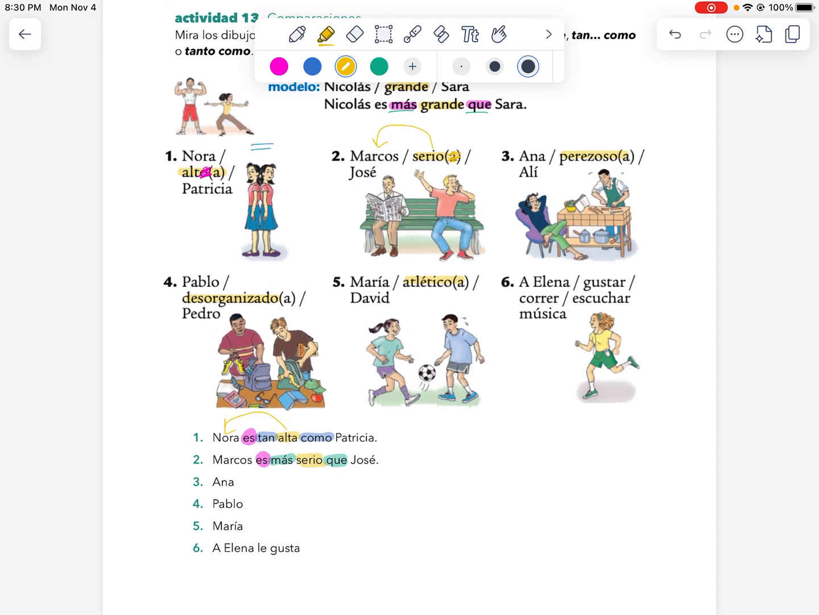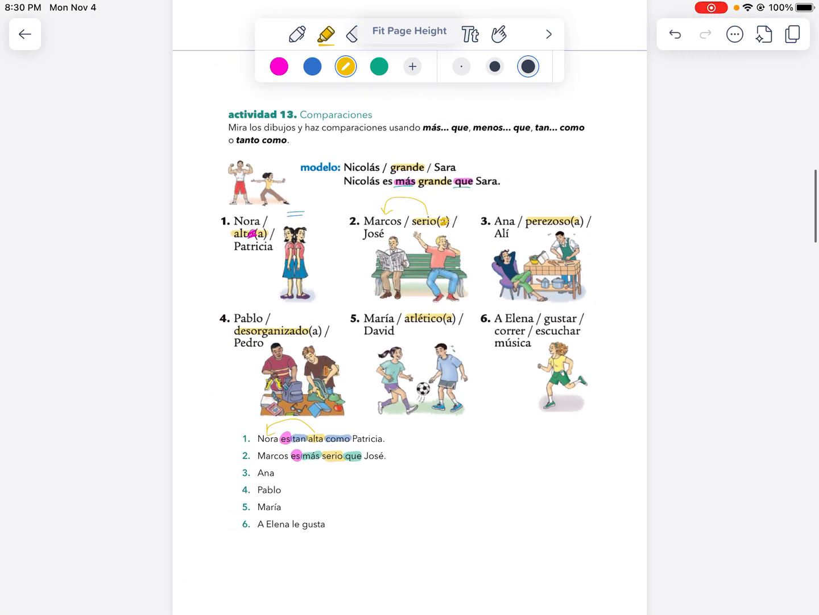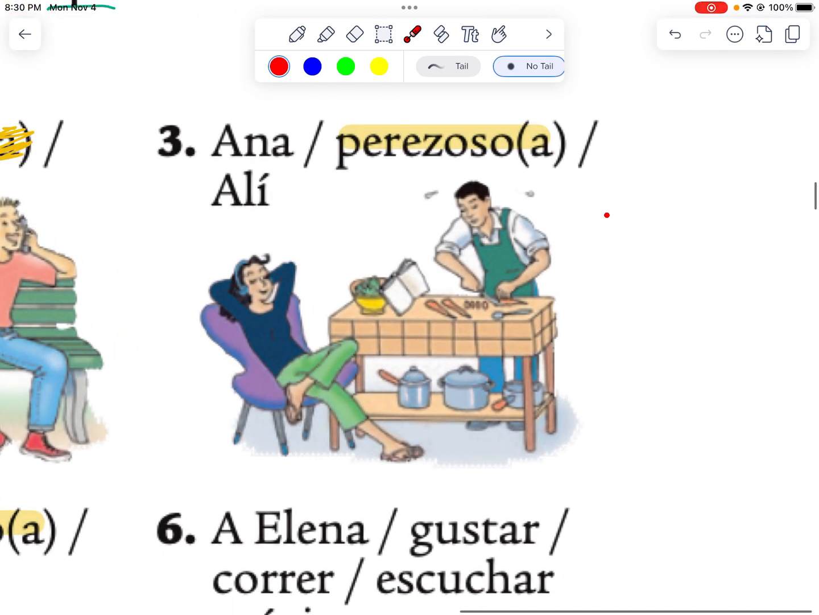All right. You have 2 more minutes to do activity 13 now. Let's go ahead and pause the video and figure out how you are going to compare these people. You know what, before you pause, I'll give you a hint. You're going to say, Anna is more lazy than Ali. Look, he's working hard. Sweat literally flying off of his head, off of his person. So Anna is more lazy than Ali.